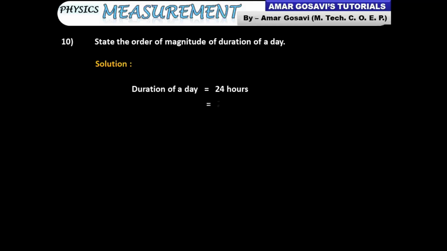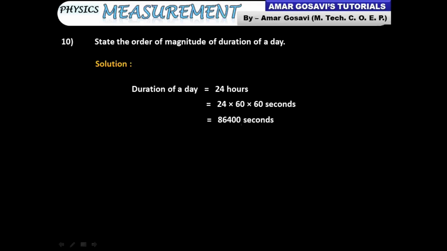So if I have to convert it in seconds, it is 24 into 60 into 60 seconds. Okay, so when I multiply this, you get a question like this. This is the way you are supposed to work it out. So 24 into 60 into 60 will ultimately amount to 86400 seconds.